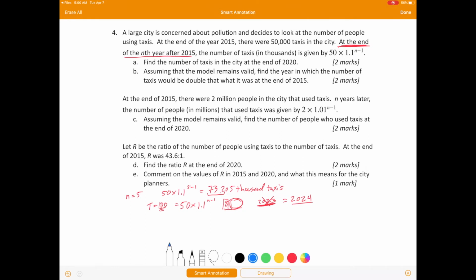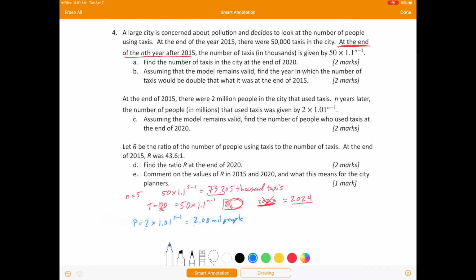All right, on to question C. At the end of 2015, there were 2 million people in the city that used taxis. N years later, the number of people in millions that used taxis was given by 2 times 1.01 to the n minus 1 power. Assuming the model remains valid, find the number of people who used taxis at the end of 2020. So again, the number of people that use taxis is going to be equal to 2 times 1.01 to the 5 minus 1. And so then we should be able to calculate how many people, which in this case we get 2.08 million people.